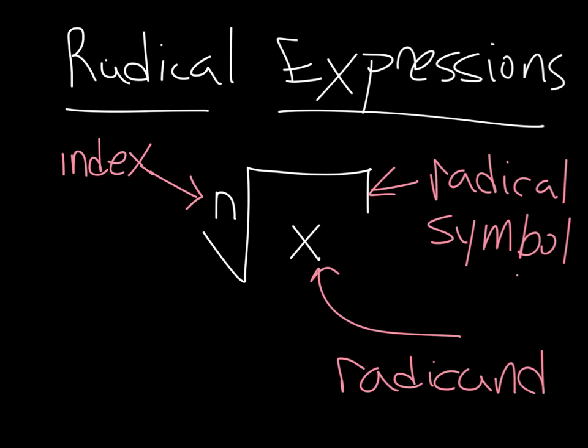Now this is a square root, and you don't usually see the index on a square root. So think about this x: what's the coefficient with the x? 1. What's the exponent with the x? 1. But you just don't write it. It's understood. If there's no number out there, you need to understand that it's actually a 2. That's the first thing you want to understand.